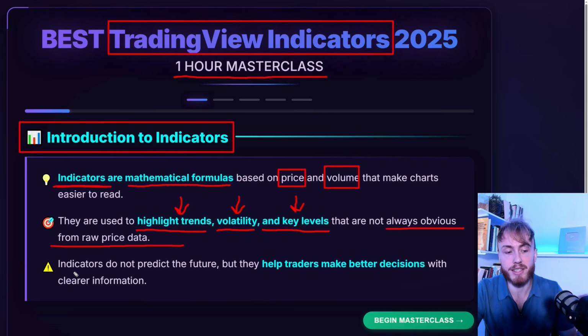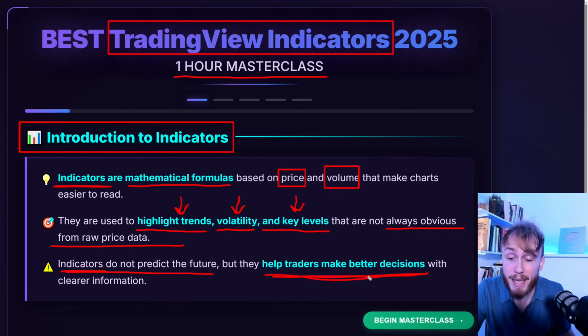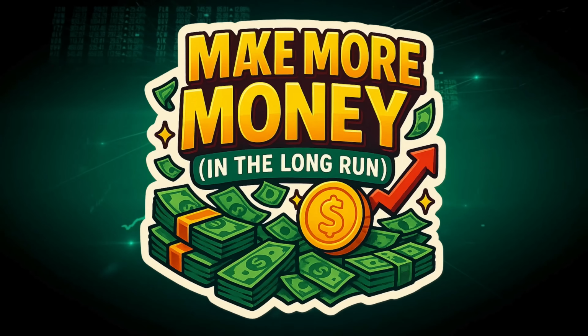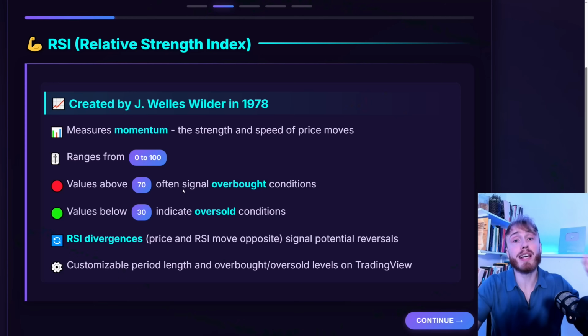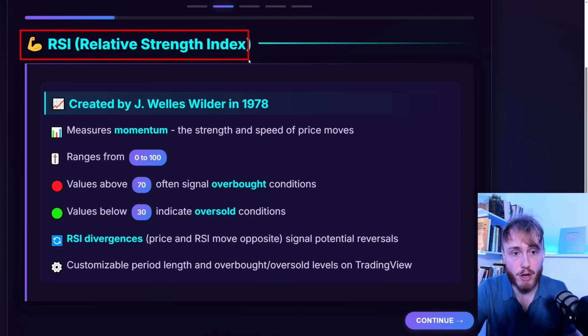But here, and this is very key, indicators do not predict the future. What they do is help us traders make better decisions. And if we as traders can make better decisions on a consistent basis, that also means that we make more money in the long run. But right, so let's begin here right away by taking a look at the first indicator.